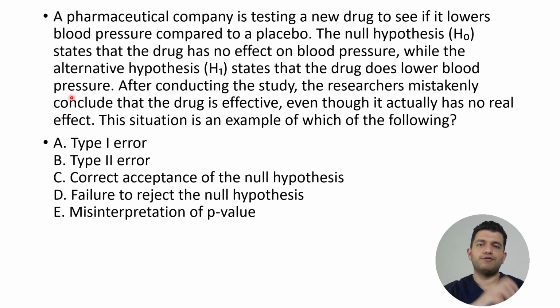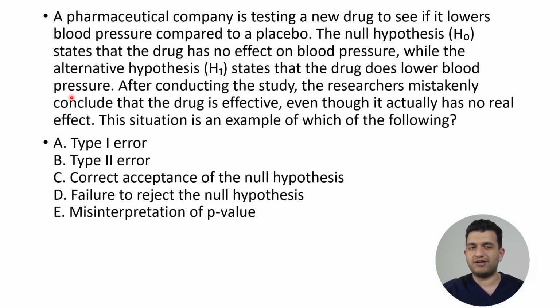Now, a pharmaceutical company is testing a new drug to see if it lowers blood pressure compared to a placebo. The null hypothesis states that the drug has no effect on blood pressure. So again, the null hypothesis, there is no effect, there is no association. That's what it always claims. While the alternative claims that the drug lowers blood pressure. After conducting the study, the researchers mistakenly conclude that the drug is effective. So they said it's effective, although it's not, even though it actually has no real effect.